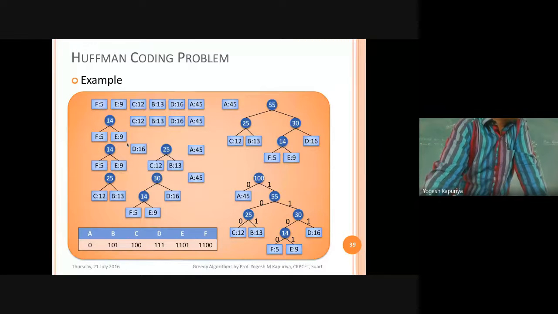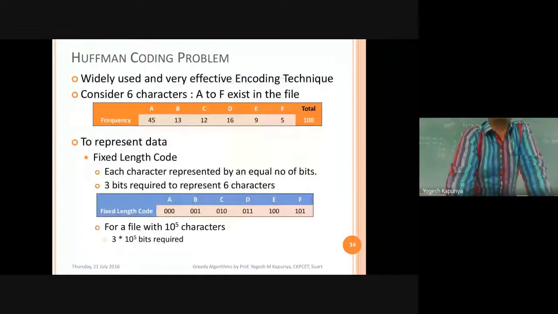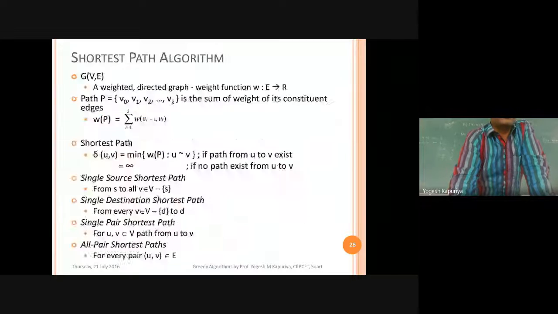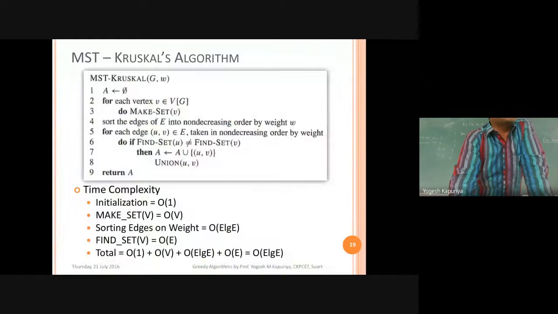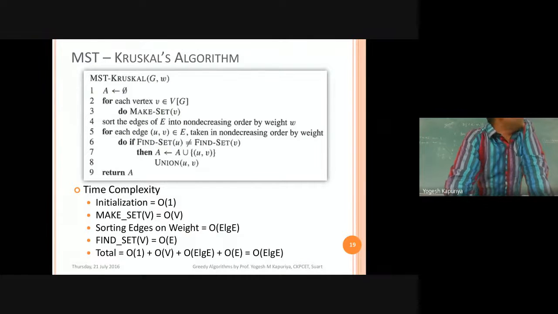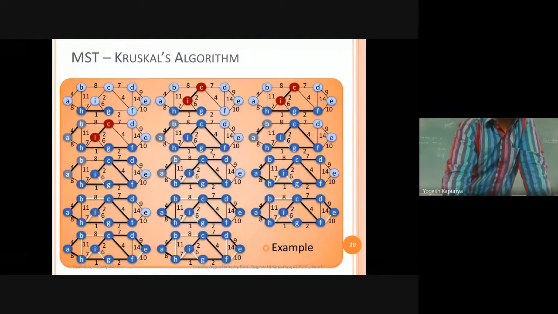Then we have discussed minimum spanning tree and shortest path. For minimum spanning tree, there are 2 algorithms. Kruskal's approach is that you sort all the edges in ascending order, then check the 2 endpoints of every edge. If they belong to the same set, then you skip it. If they belong to different sets, then you consider that edge as a part of your minimum spanning tree.